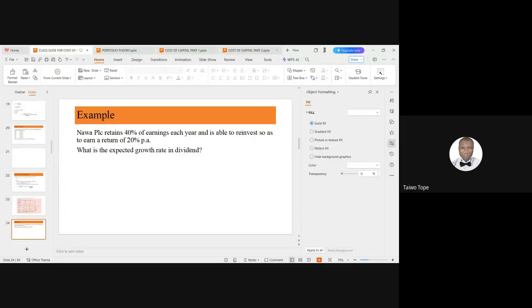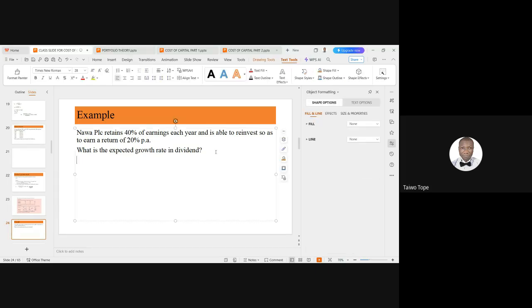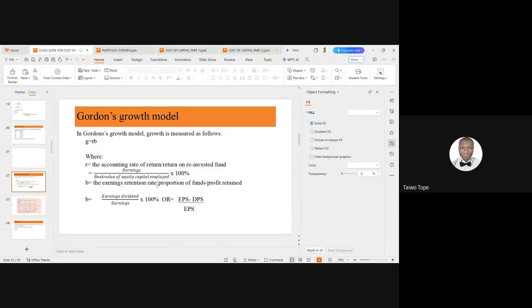What is R in this question? G using growth, return on investment. That's 20%. So R is what? G is equal to what? Return on investment, and the return is 0.20. Now, what is B? B is the earning retention rate. Earning retention rate is in the formula. Check it.